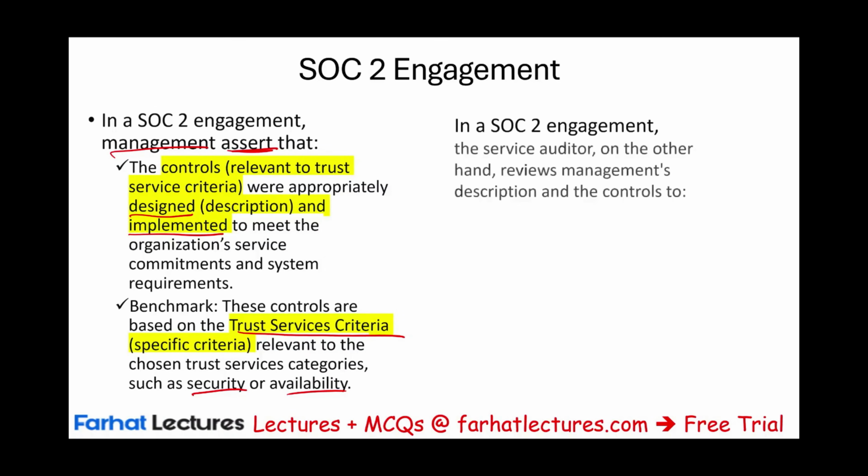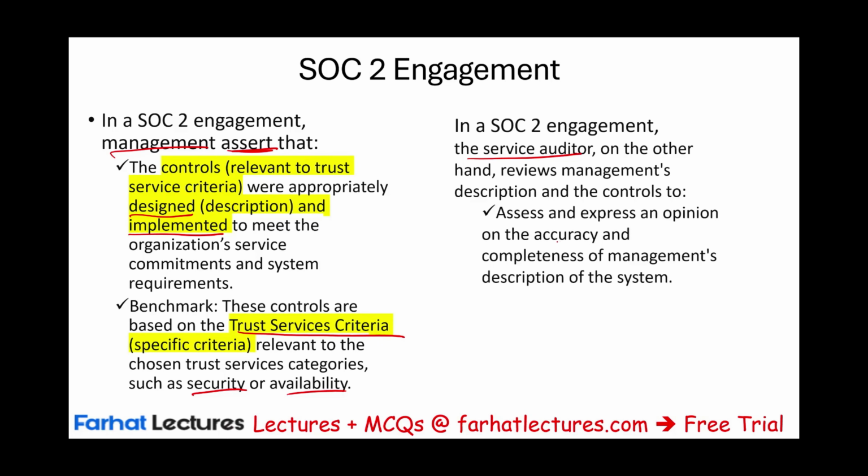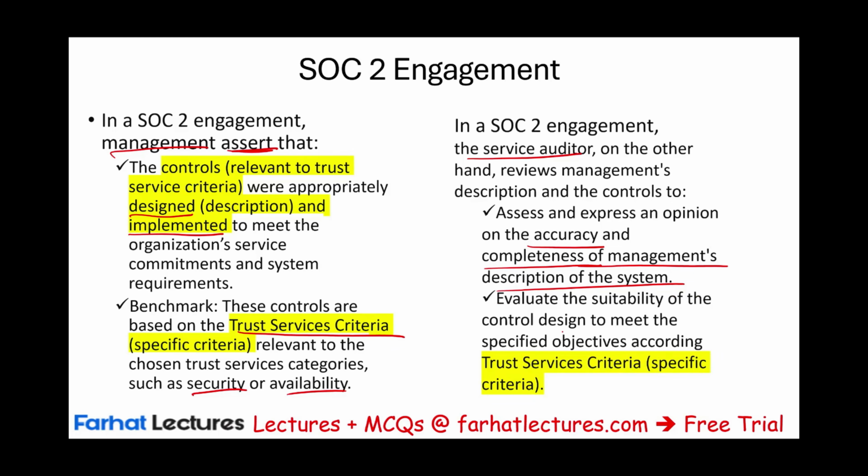Here comes the auditor. The service auditor, the company that audits the IT service, on the other hand, reviews management's description and the controls to do what? To assess and express an opinion on the accuracy and completeness of management's description of the system. So they evaluate the suitability of the control design to see if it meets the specified objective according to the trust services criteria. Those are the specific criteria.